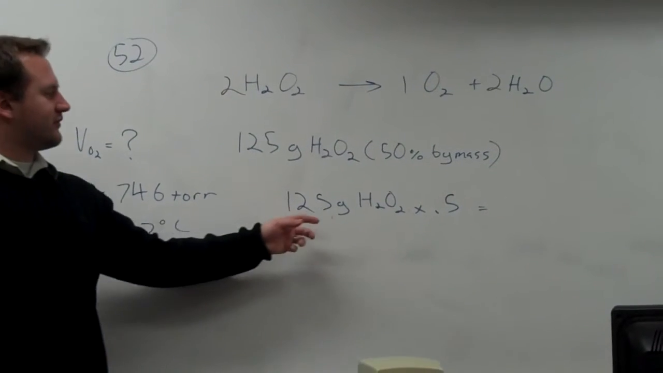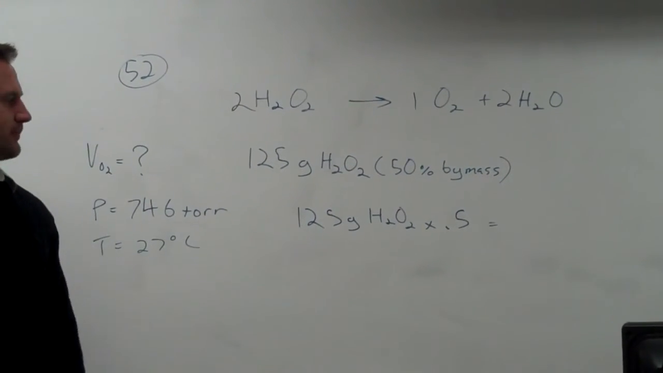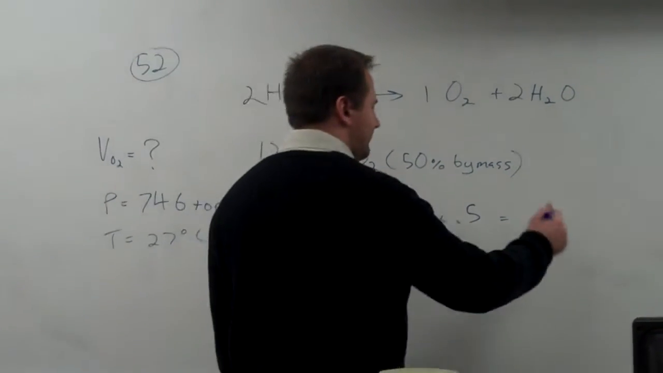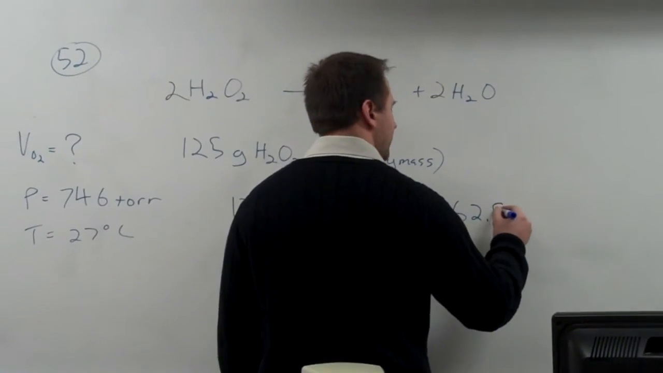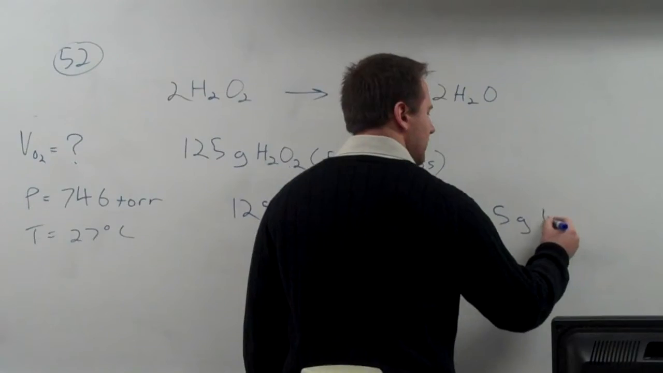So if it's 125 grams of solution and it's 50% by mass, that means we're going to have half that mass of peroxide. So when you do that, you have 62.5 grams of peroxide.